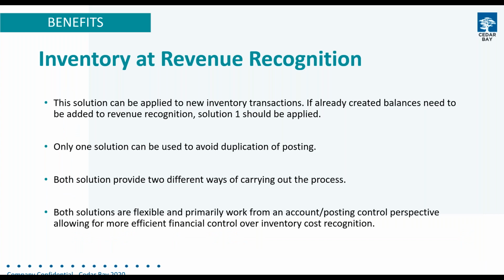Now, as I mentioned before, we can't use both of them in parallel, and we want to avoid duplicating postings. However, the very fact that we can treat new inventory transactions as a cost provides true visibility, and also gives you a lot more accuracy in terms of your reporting. It's quite flexible in the sense that you've got a lot more control over your recognition of your cost of inventory, and it also allows you the flexibility of selecting one over the other.